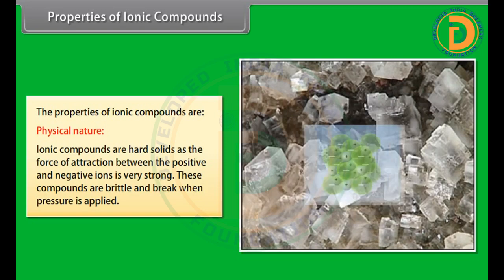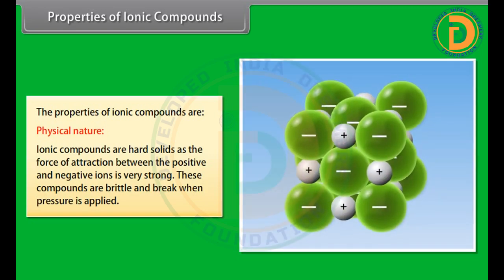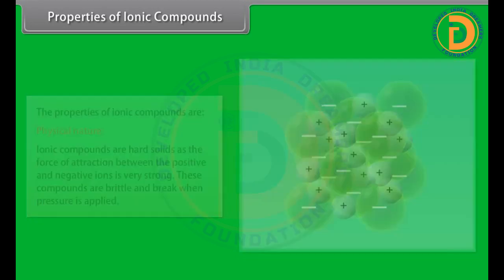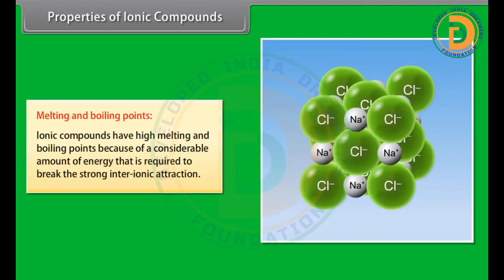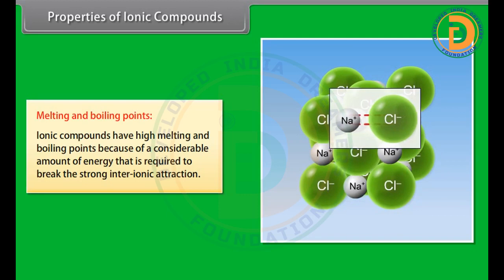Ionic compounds are hard solids as the force of attraction between the positive and negative ions is very strong. These compounds are brittle and break when pressure is applied. Melting and boiling points. Ionic compounds have high melting and boiling points because a considerable amount of energy is required to break the strong inter-ionic attraction.